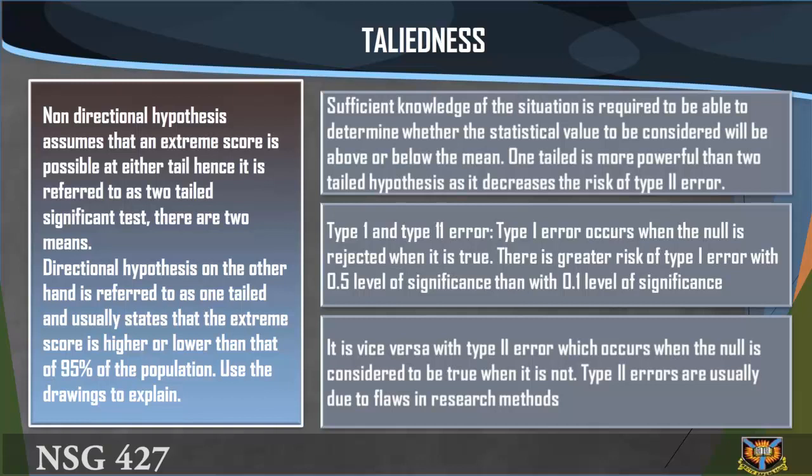Type 1 and type 2 error. Type 1 error occurs when the null is rejected when it is true. There is greater risk of type 1 error with 0.1 level of significance than with 0.01 level of significance. It is vice versa with type 2 error, which occurs when the null is considered to be true when it is not. Type 2 errors are usually due to flaws in research methods.